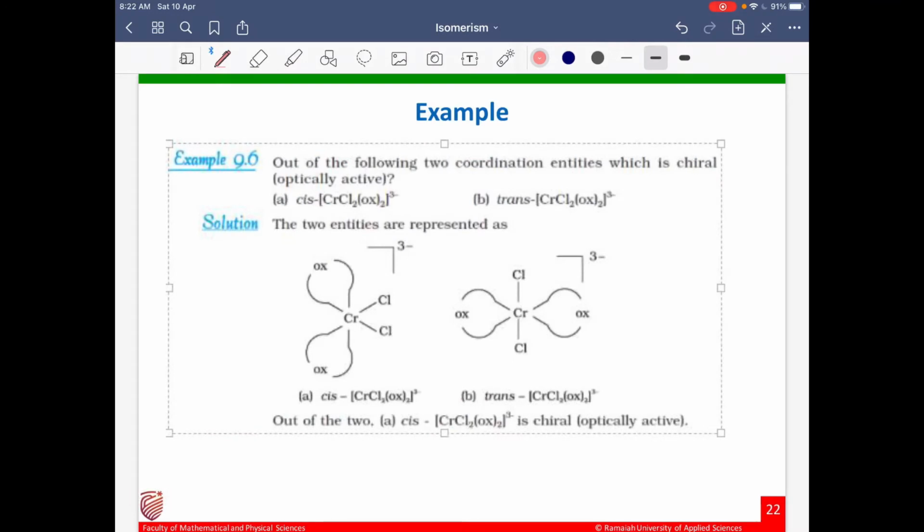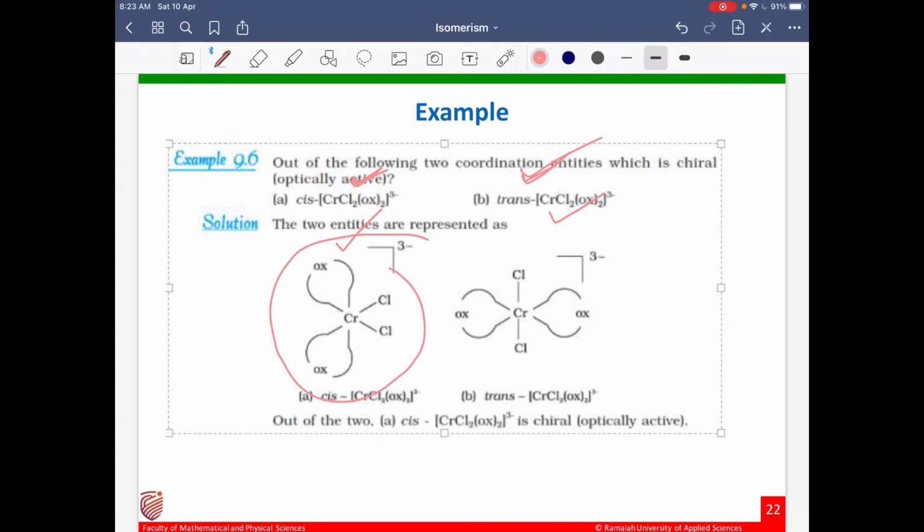Examples. Out of the following two coordination entities, which is chiral, that is optically active? First structure, [CrCl2(ox)2]3-, then trans. So we have to check whether these isomers, these geometrical isomers, show optical isomerism or not.